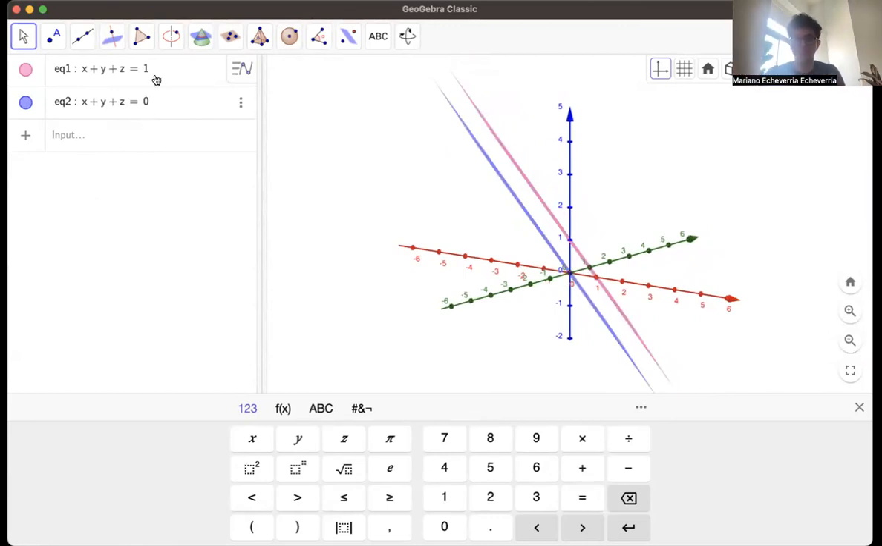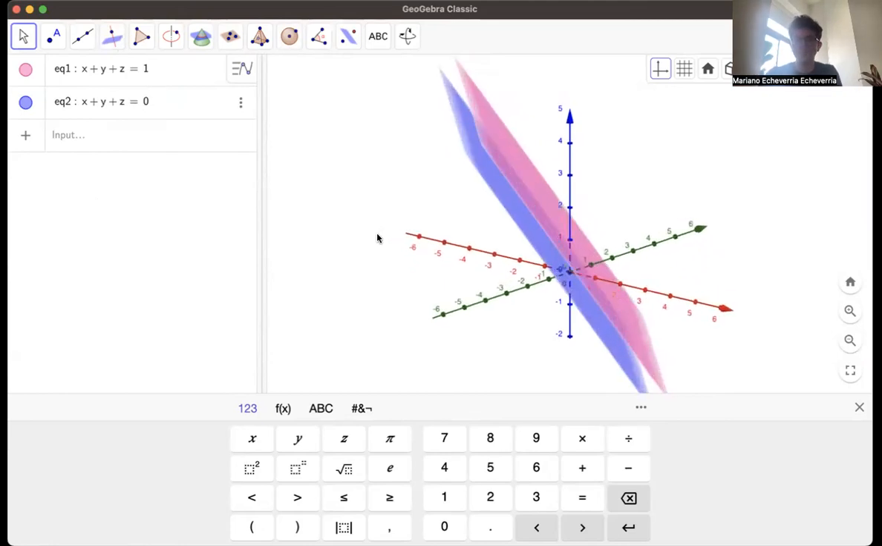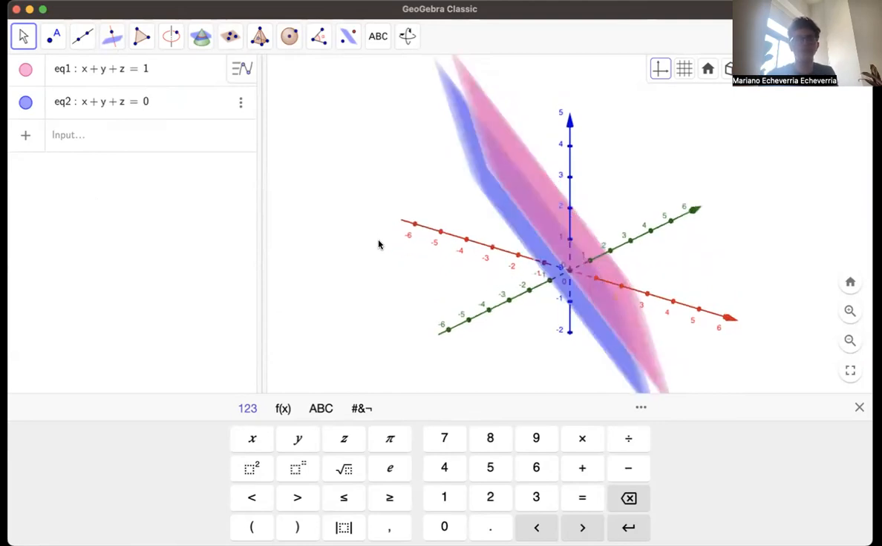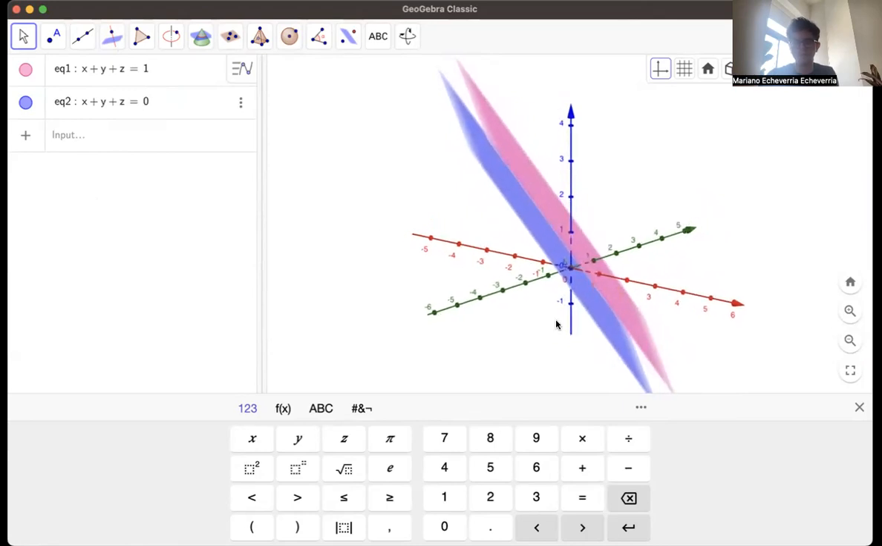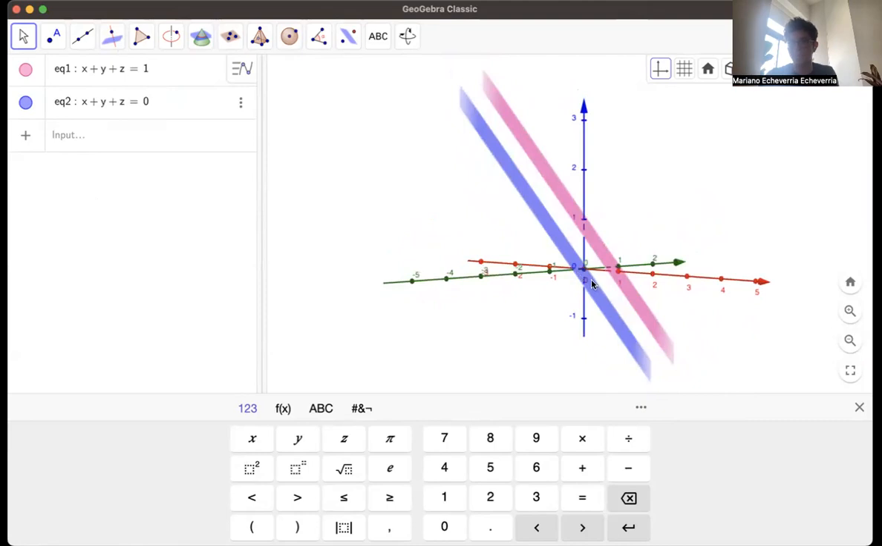Each equation gives you a plane. The planes happen to be parallel. So what's so different about these two equations? Well, the difference is that one of these planes, if you see it, maybe I can zoom in a little bit, one of these planes passes through the origin, and the other one does not.